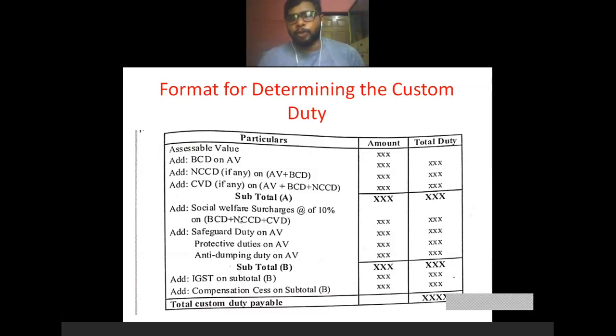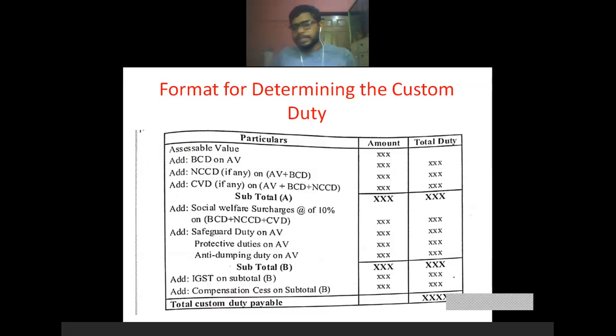Then you have to add social welfare surcharge at 10%, but you should not calculate it on this value. You have to calculate it on this amount. Why? Because social welfare surcharge is applicable only on the tax amount. How much is the tax amount? Basic custom duty, national calamity contingent duty, countervailing duty. Only for that you have to calculate social welfare surcharge. One more important observation: even if social welfare surcharge is not given in the problem, you have to add it.